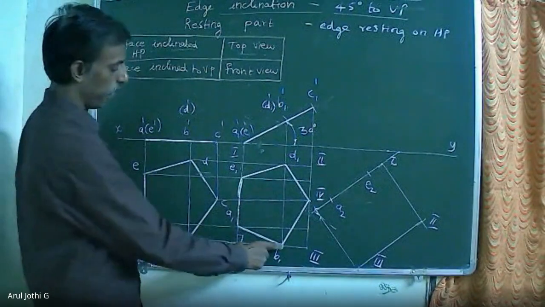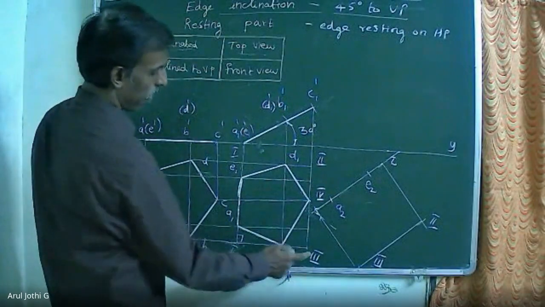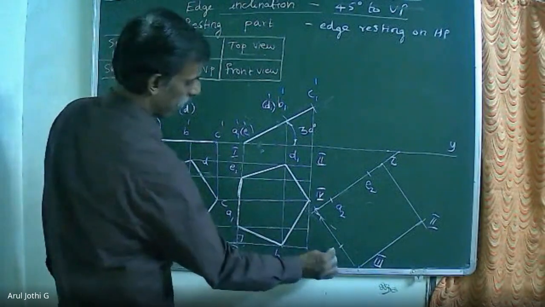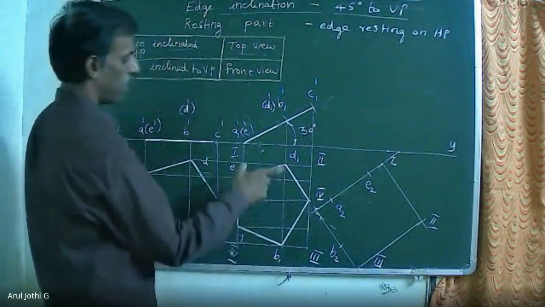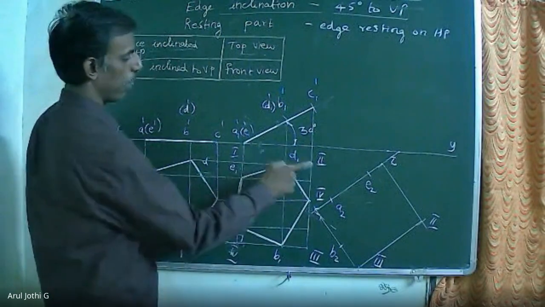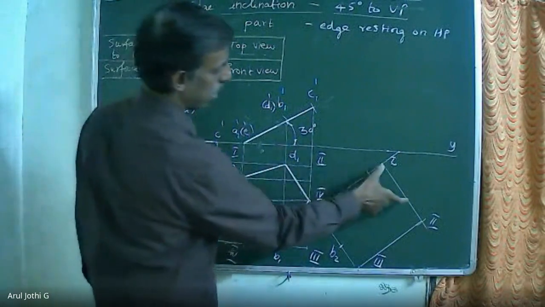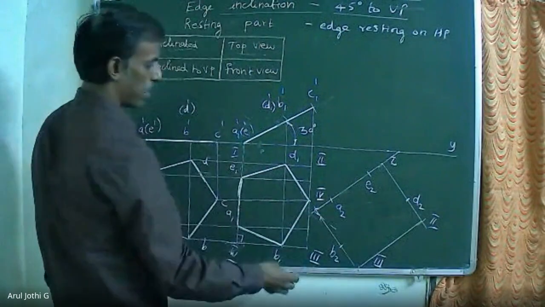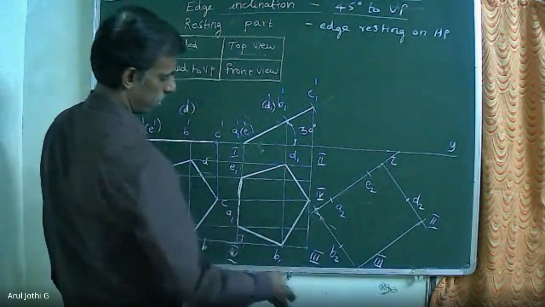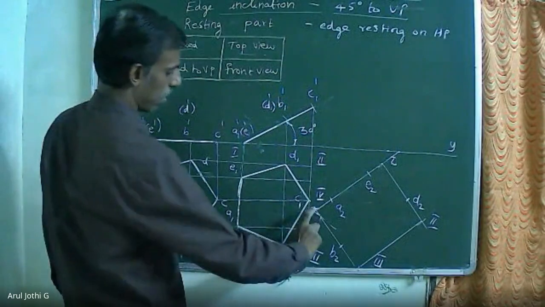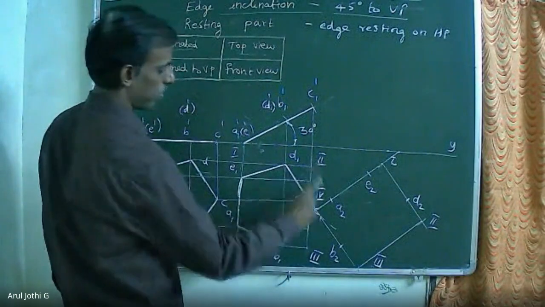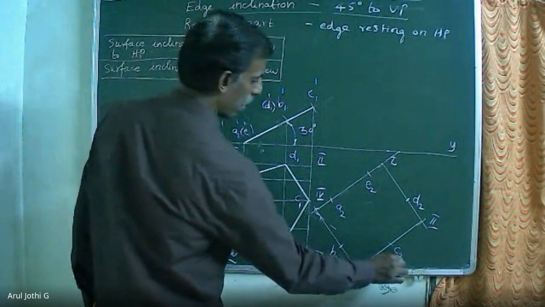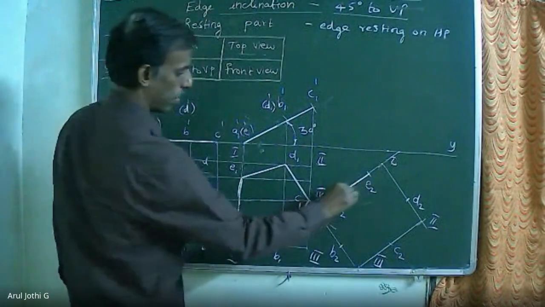So measure 4B1 and transfer on 4, 3. So this will be B2. Then 1D1 and transfer on 1, 2. Then 3C1, sorry, and transfer on 3, 2. And join all the points using a scale.